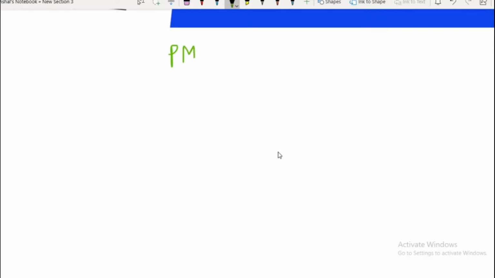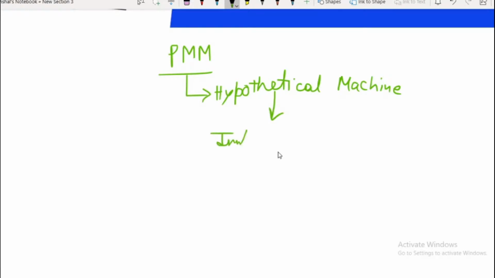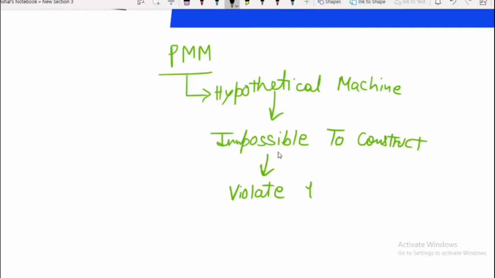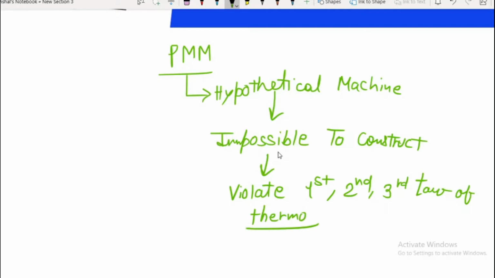PMM, perpetual motion machine, is the hypothetical machine. It is a hypothetical machine which is impossible to construct. The PMM, perpetual motion machine, are those types of machine which violate the first law, second law, and third law of thermodynamics. So we can say that the perpetual motion machines are imaginary or hypothetical machines which are not possible in real existence or real working conditions.